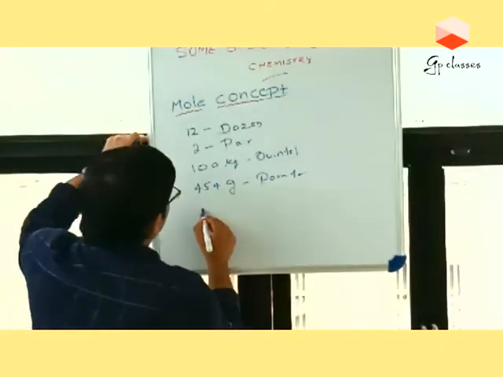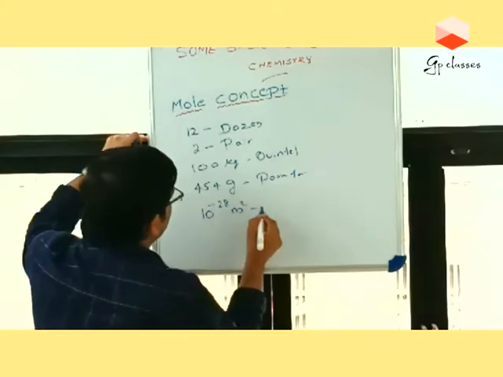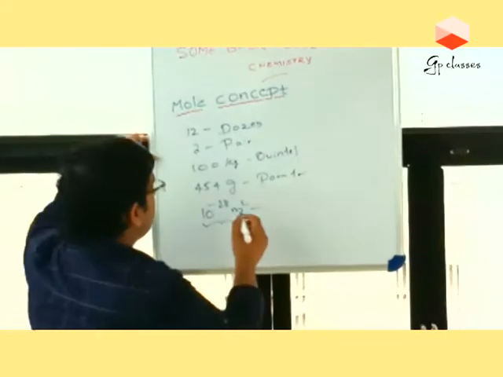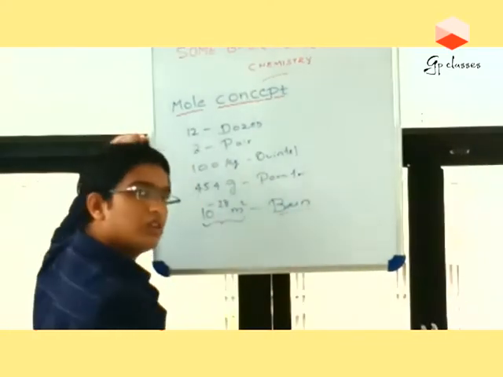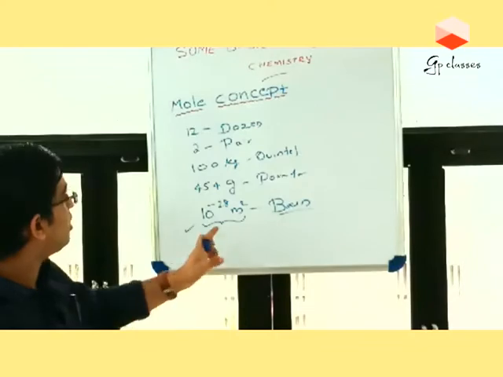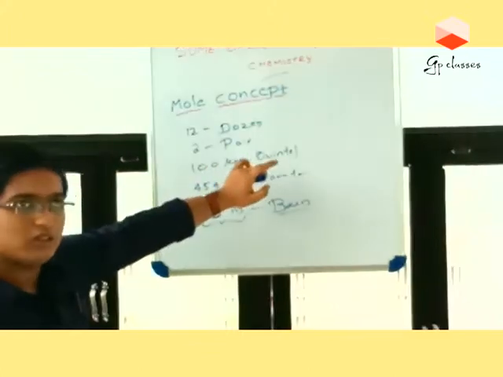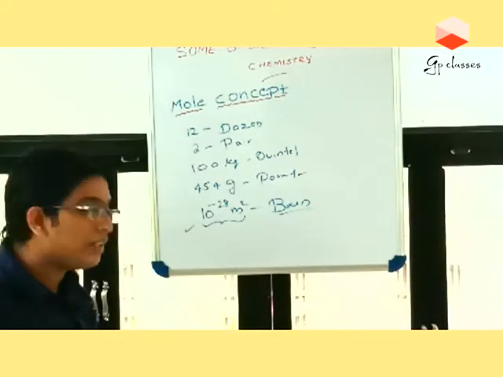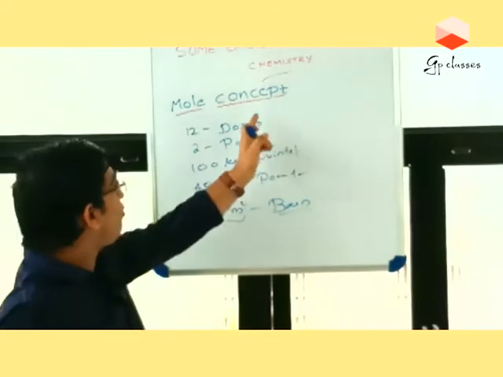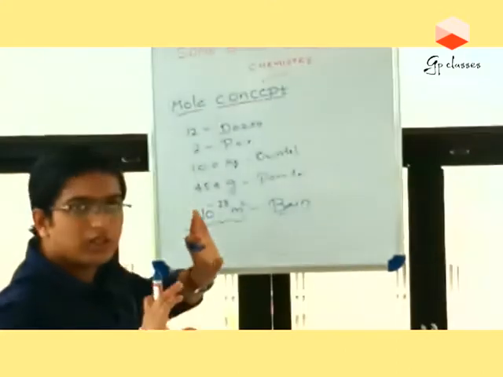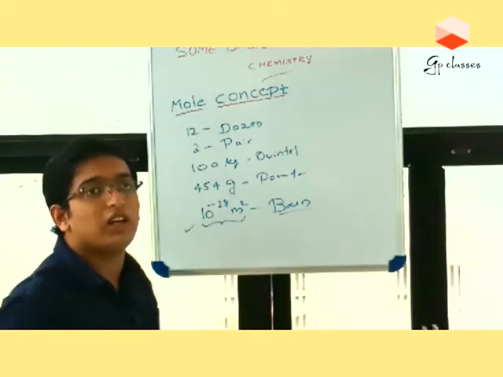Let us look at another thing. 10 raised to minus 28 meter square. Meter square is a unit for area, and this is known as a barn. Nuclear or atomic area, or atomic cross section, is defined in terms of barn. So 12 stands for dozen, 2 stands for pair, 100 kg is known as quintal, 454 grams is known as pound, and 10 raised to minus 28 meter square is known as barn. These are for our convenience, for easy calculation. It helps us to make someone easily understand.